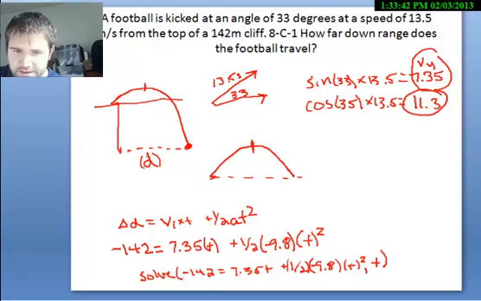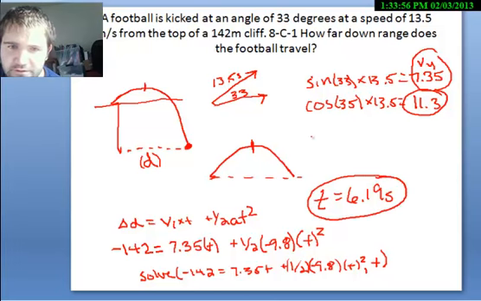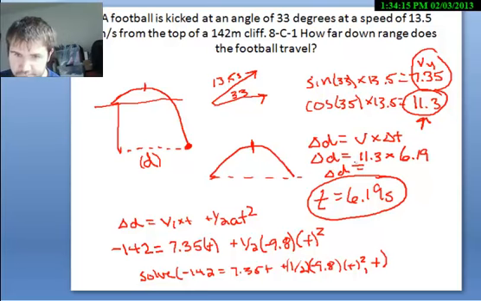And I get two values, one's negative, so obviously time isn't negative. So the time I get equals 6.19 seconds. So it'll be in the air for 6.19 seconds, so I know how far it travels. Change in distance equals velocity times change in time, because horizontal velocity is constant. Change in distance equals 11.3 meters per second, because that was my horizontal velocity, times my change in time of 6.19. Change in distance equals 69.9 meters.